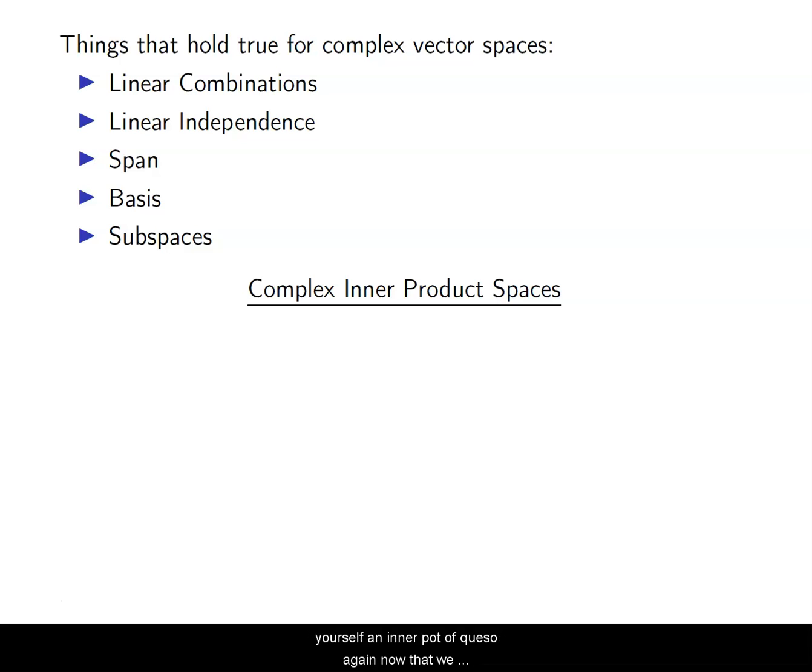Okay, so again, now that we have a function that is going to have some calculations involved, we have to keep in mind that we are in a complex space, so we have to worry about things like conjugates. There's really only one rule that's going to change, and that's the first rule. It's not necessarily that it changes, it's just that it has a conjugate in it. The other rules are identical for a complex inner product space.